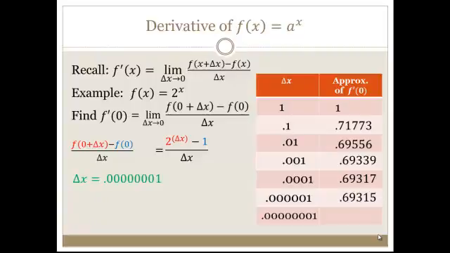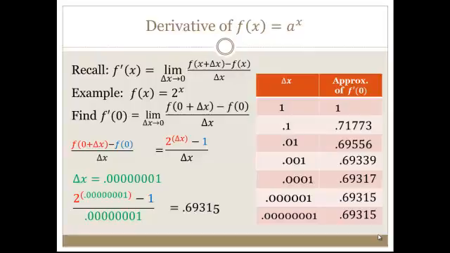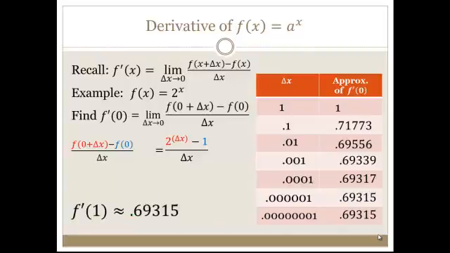Doing one more, let's take delta x to be 0.00000001. Here we compute 2 to the delta x minus 1 over delta x to be 0.69315, which is the exact same as our last approximation. So we can be confident that as delta x gets even smaller than that, our approximation of f prime of 0 will not change by much. So we can conclude that f prime of 0 is roughly 0.69315.